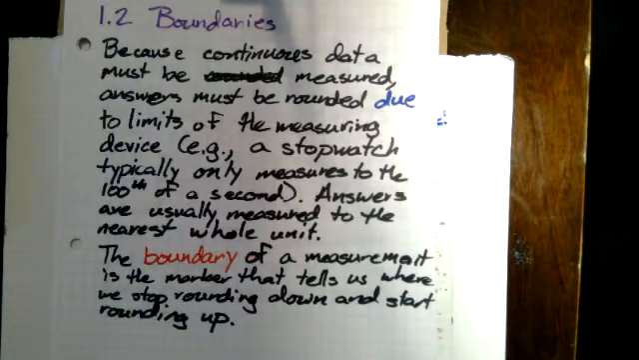In this lesson, we'll discuss boundaries. Because continuous data must be measured, answers must be rounded due to limits of the measuring device. For example, a stopwatch typically only measures to the 100th of a second. Answers are usually measured to the nearest whole unit. The boundary of a measurement is the marker that tells us where we stop rounding down and start rounding up.